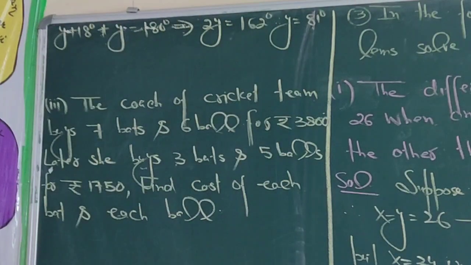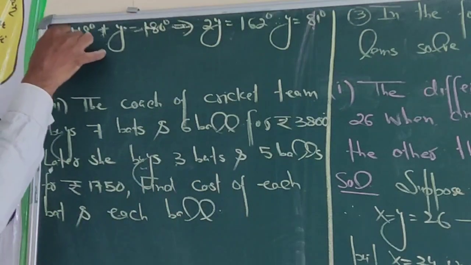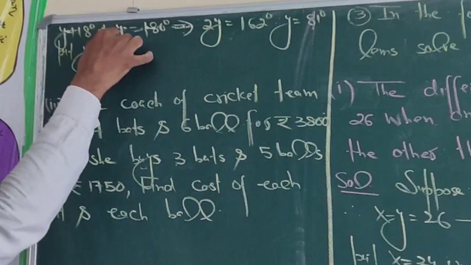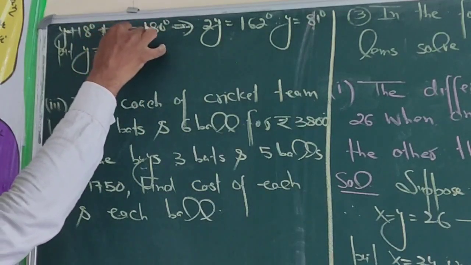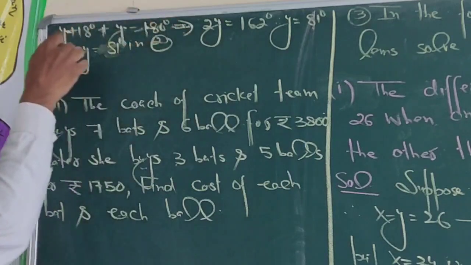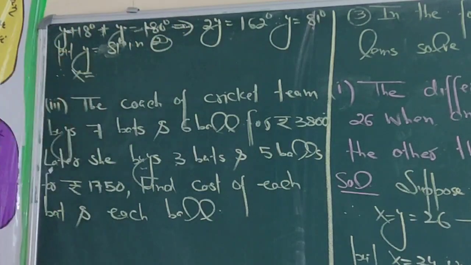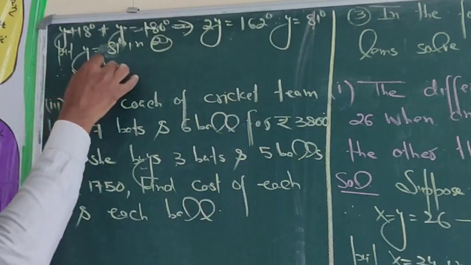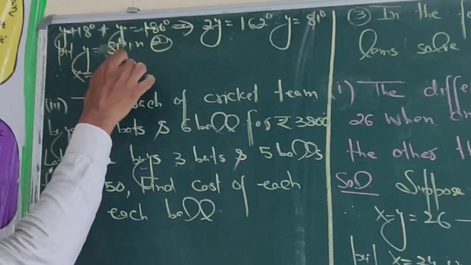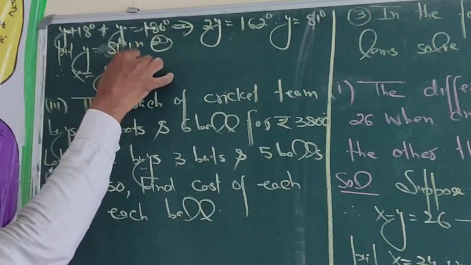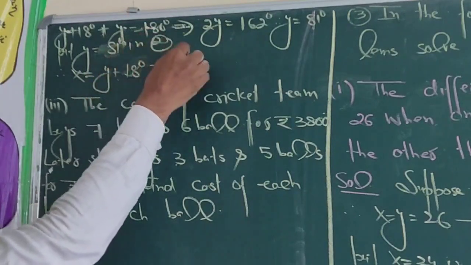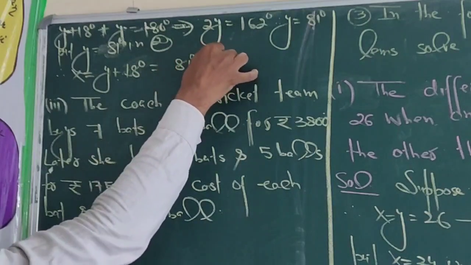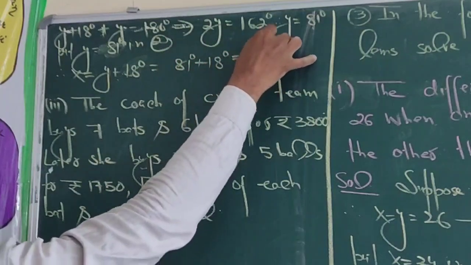Now put y in any one of these two equations, and we put it in equation number 2. Put y equal to 81 degrees in equation number 2. Therefore, x equals y plus 18 degrees, which is equal to 81 degrees plus 18 degrees. So that is 99 degrees.